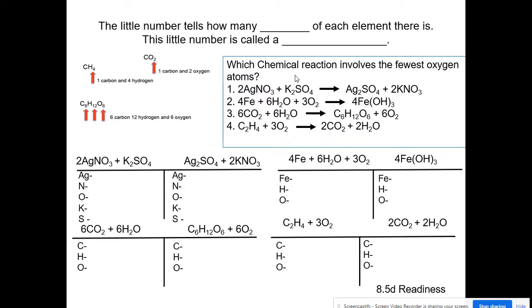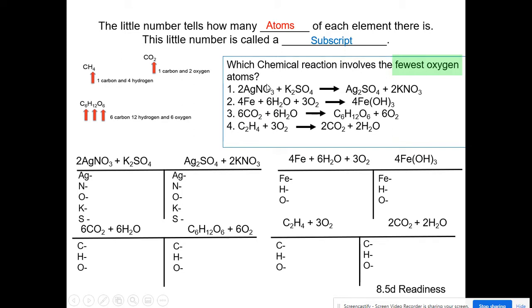Let's look at some chemical equations. The little number tells you how many atoms of each element there is. This little number is called a subscript. Which chemical reaction involves the fewest atoms? Remember, you're going to count out each atom.